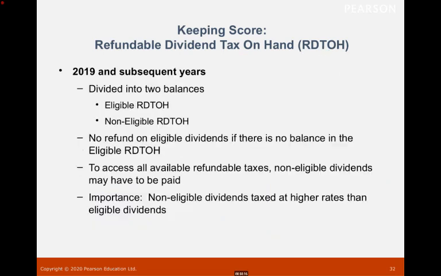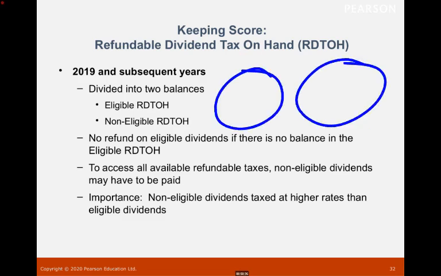Now, from 2019 forward, we've got some new rules. Basically, instead of having the one pot, now we've got two pots. One is for your eligible refundable dividend tax on hand, and one is for your non-eligible. We're going to keep track of them separately now.